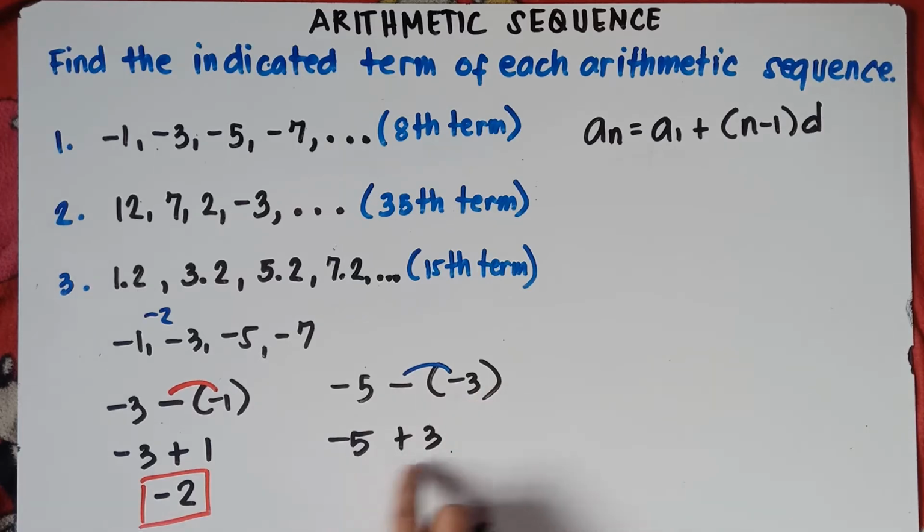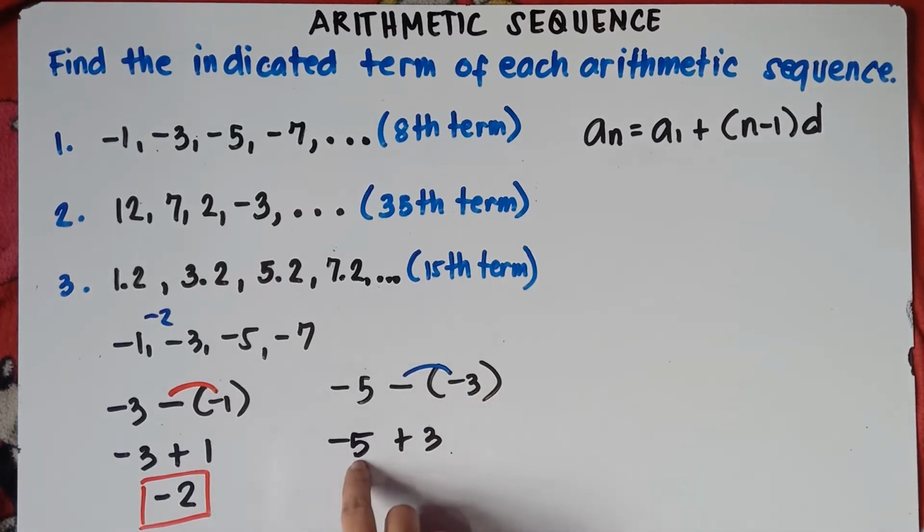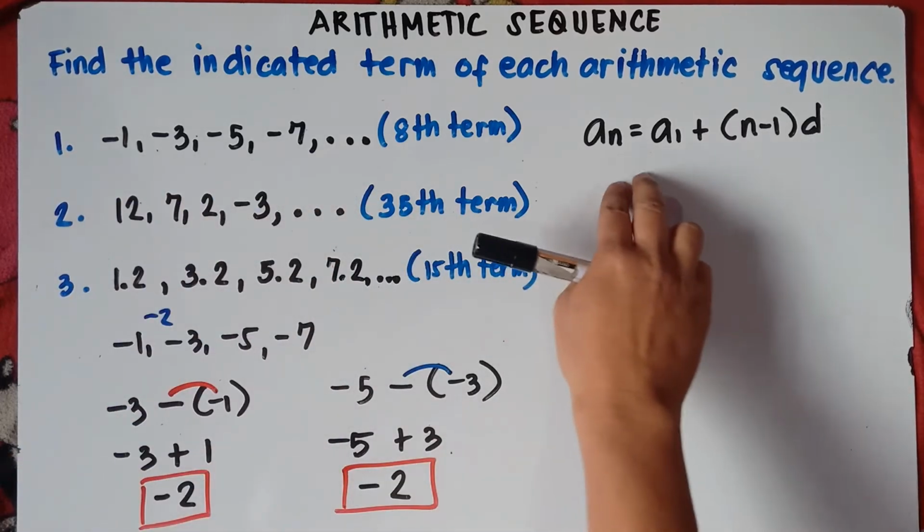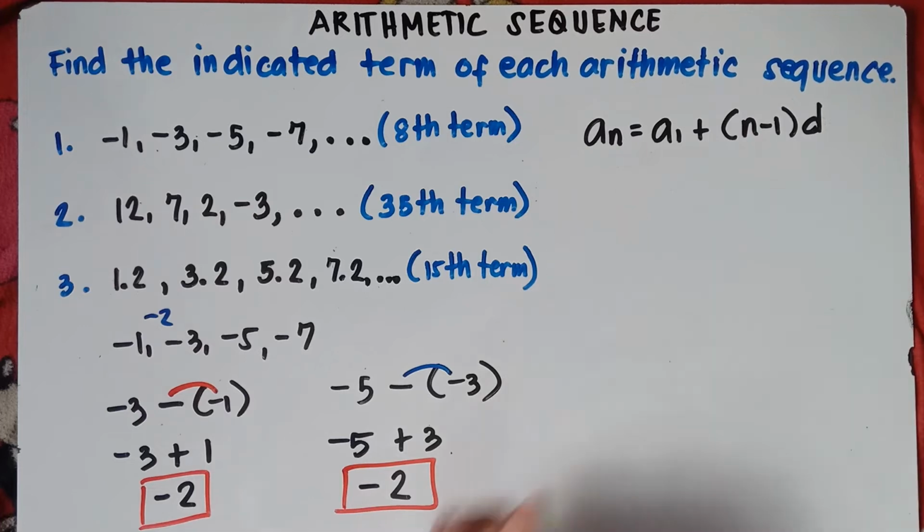Once again, if the signs are not the same, subtract. 5 minus 3 is 2. And since 5 is greater than 3, you copy the sign, negative 2. So the answer is negative 2. Now since they have the same common difference, therefore this sequence is an arithmetic sequence. Now you can find the 8th term using this formula.